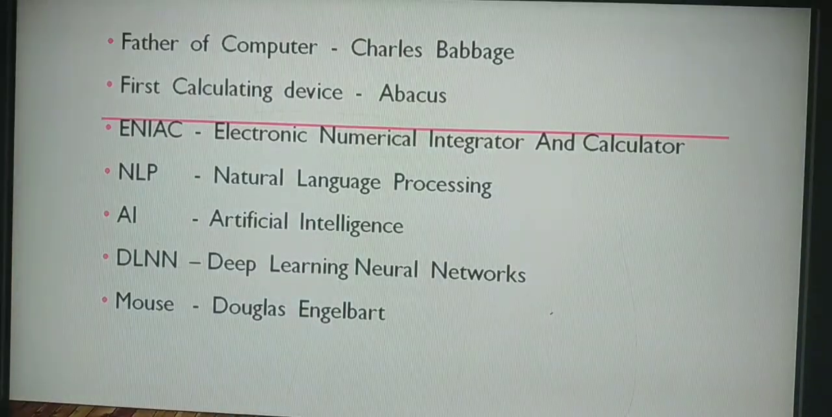Next you are having some simple expansions. The first one, who is the father of the computer? It is Charles Babbage. The next one, first calculating device, abacus. The next one, what's the expansion for ENIAC? It is electronic numerical integrator and calculator. Next one, NLP, that is natural language processing. These are inside your book only. The next one AI, that is artificial intelligence. The next one DLNN, that is deep learning neural networks.